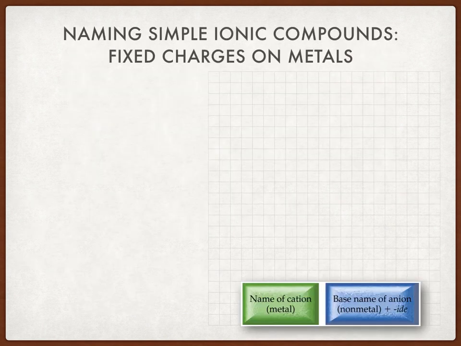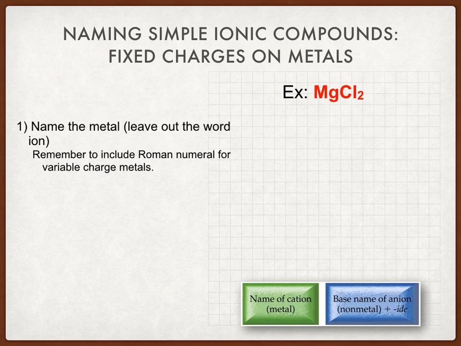So how do we name simple ionic compounds using metals with fixed charges? So again, MgCl2. Name the metal, and you're going to leave out the word ion. Remember, metals go first when we're naming. Magnesium. It says, remember to include Roman numerals for variable charge metals. We'll talk about that later, so don't worry about that just yet. So again, name the metal, drop the ion or cation.